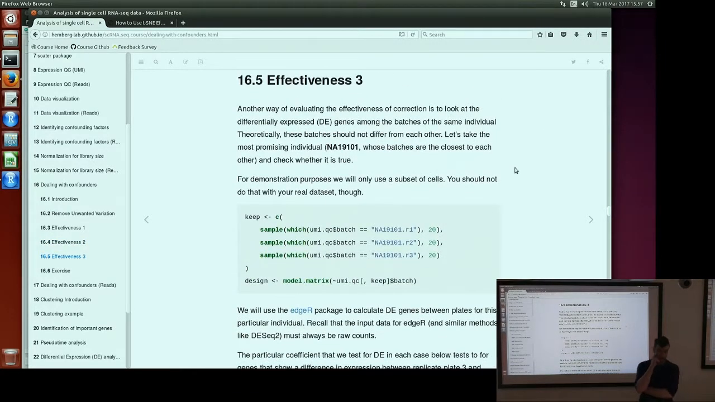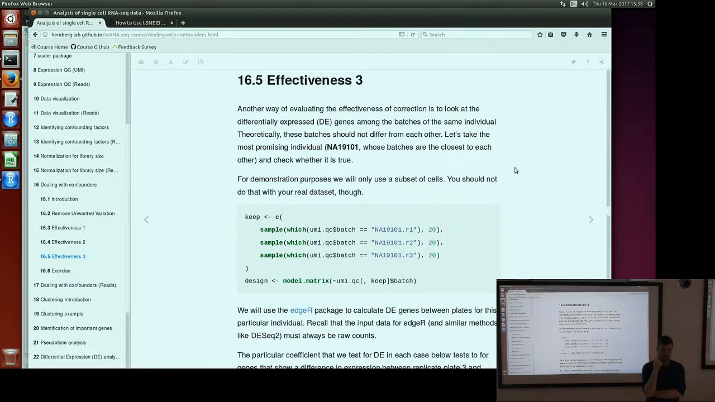A third way to do it, the final one we'll discuss here, is to look at differentially expressed genes among batches from the same individual. The idea is that if we've taken cells from the same individual, and they're nominally the same type of cell, then we really shouldn't find differentially expressed genes between batches. Ideally, if we were to look for differentially expressed genes between batches from a given individual, we wouldn't find any significant differentially expressed genes.